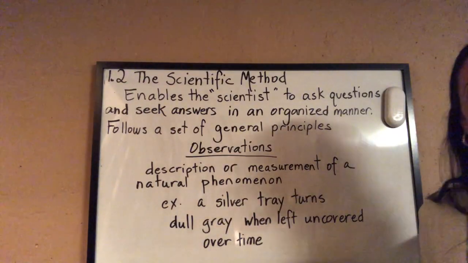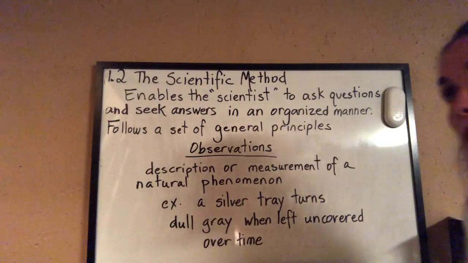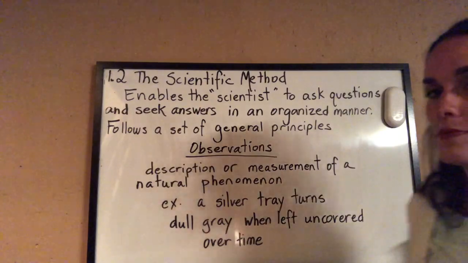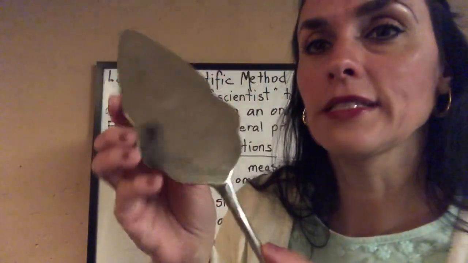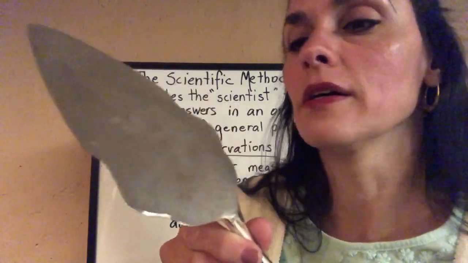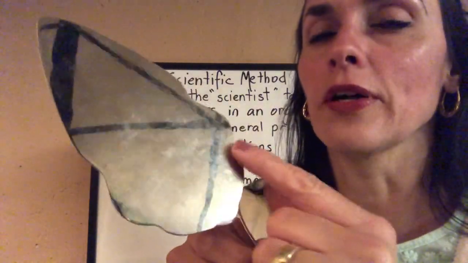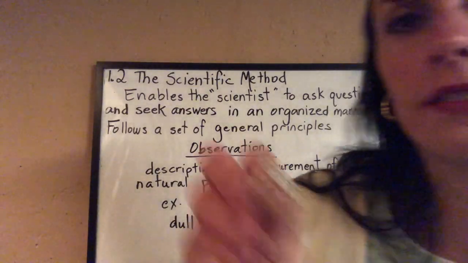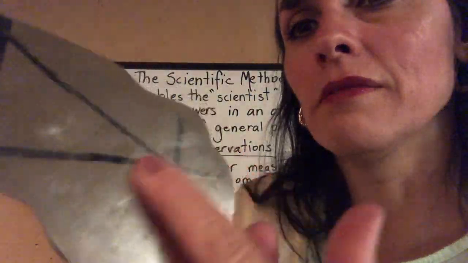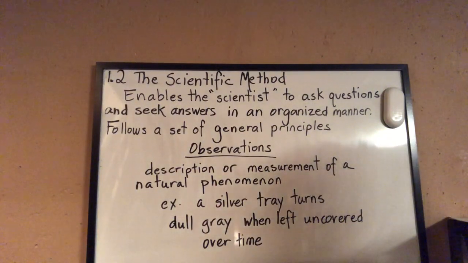Observations are collected description or measurement of a natural phenomenon. It can be a physical description, it can be a measurement. For example, a silver tray turns dull gray when left uncovered over time, better known as tarnish. It might be hard to see in the light, but this is a silver-plated serving utensil, and right here you have this dull gray. It's hard to see in the video, I realize that, but for comparison's sake, you can look at this silver ring and see how it's bright and shiny, as opposed to this server where you see it's dull gray. So you observe that this silver tray or utensil turns dull gray when left uncovered over time.